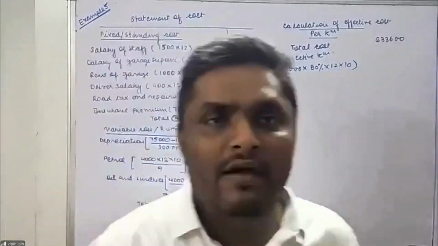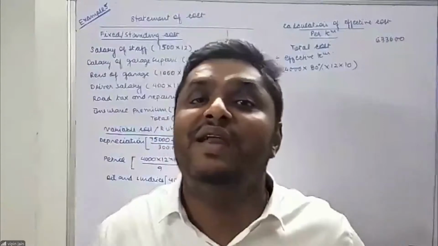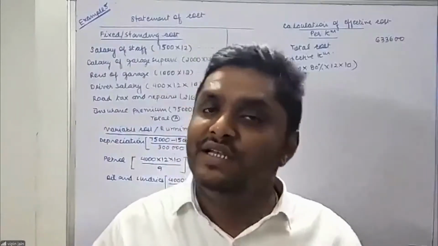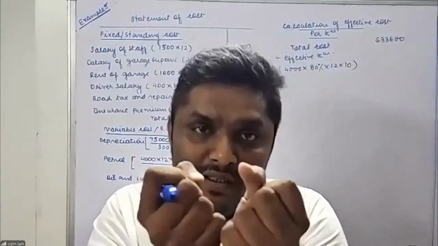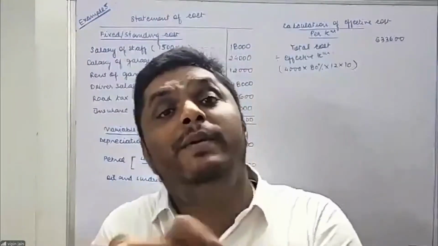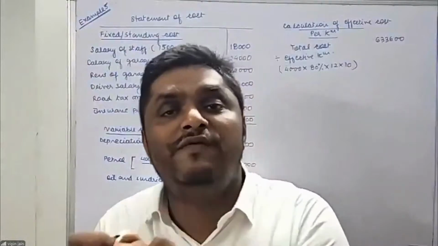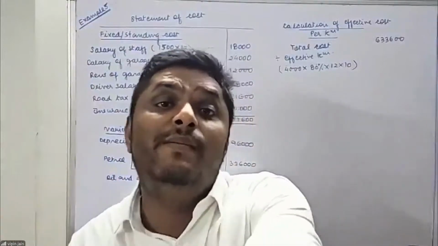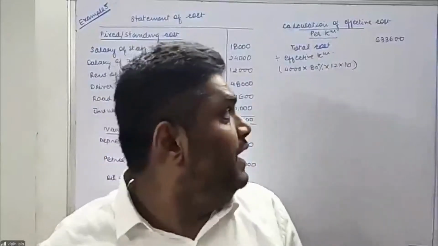I repeat again, for every taxi, every month 800 kilometers is my normal loss. On an average, it runs for 4,000 kilometers, and 20% it runs empty. So the loss of this 20% kilometers will be borne by the remaining 80% kilometers. The loss of this 800 kilometers will be borne by how much? The remaining 3,200 kilometers.